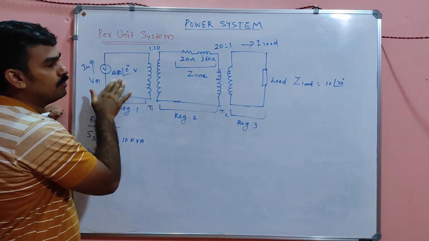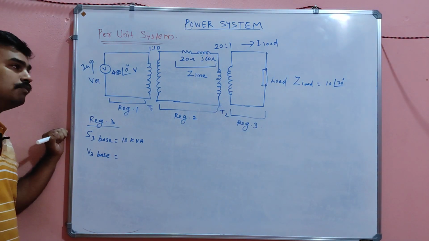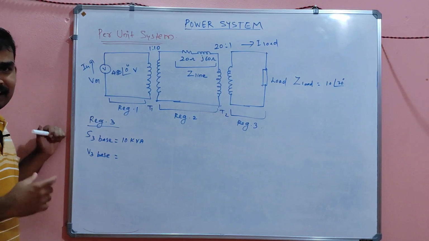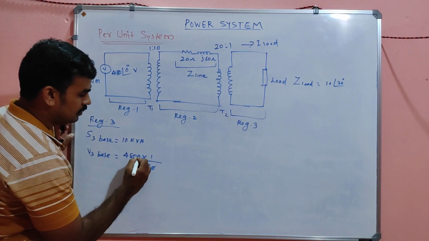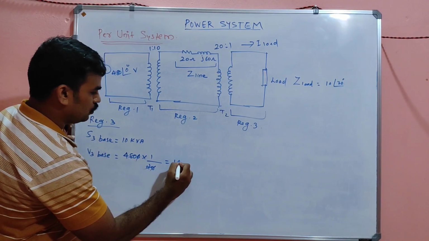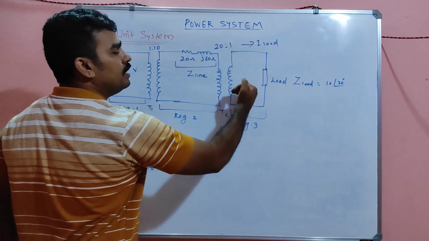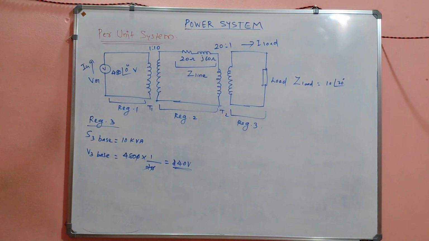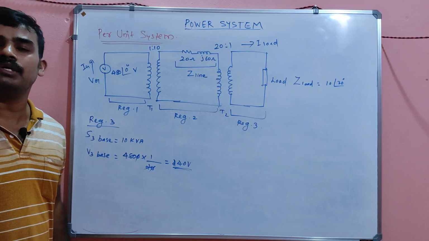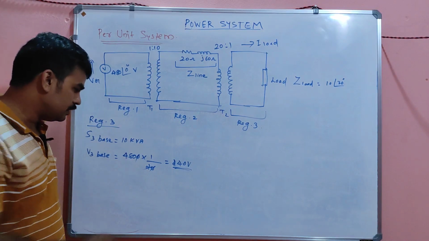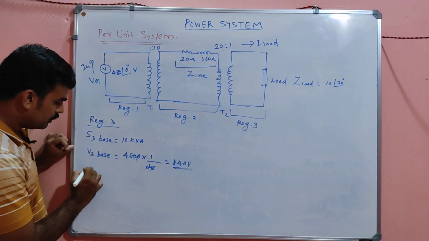Here the voltage is 480 only. But what will be the voltage here? It will be divided by 20, right? So 4800 by 20, it will be 240 volt. Correct now? Am I correct? Because it's stepped down here. The voltage is stepped down by a factor of 1 by 20. A 20:1 transformation ratio means the output voltage will be reduced by a factor of 1 by 20. So that's why V3 base will be this much.